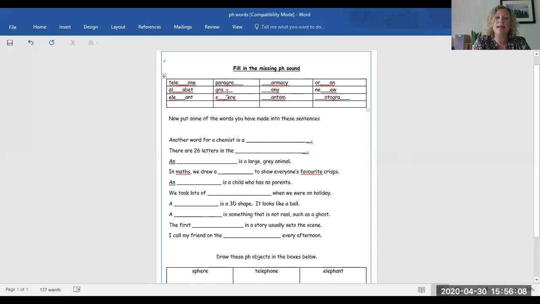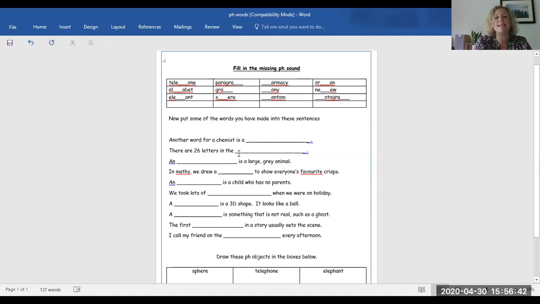Okay, so this activity begins by filling in the missing PH sounds. So we've got various words here with the PH missing, and you're going to make them into real words. You're then going to use these words in some of these sentences below. So they've got a missing word, and each of the words that is missing does have the PH sound in them. Another word for a chemist is a pharmacy, and pharmacy is a word that you might see in other European countries as well. Pharmacy, another word for a chemist.